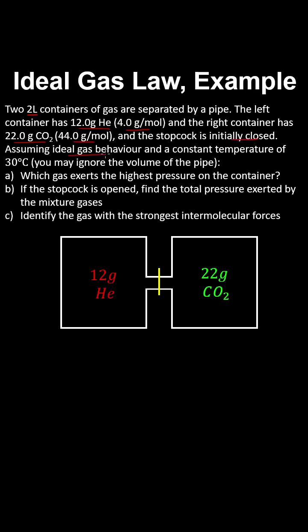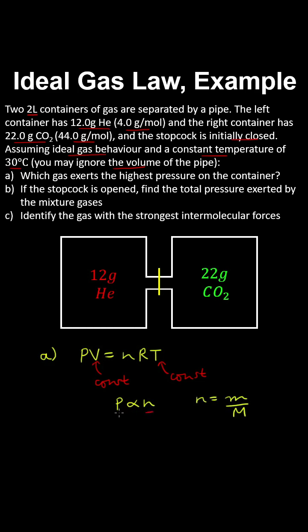Now assuming ideal gas behavior and a constant temperature, which gas exerts the highest pressure on the container? Well, given the ideal gas law, and the volume of each container is the same, while the temperature is constant, you can find the number of moles of each gas, and therefore the gas with the higher number of moles exerts the higher pressure.